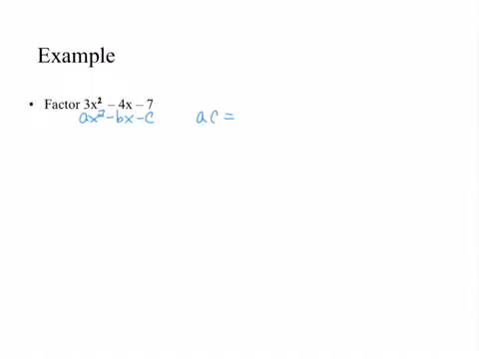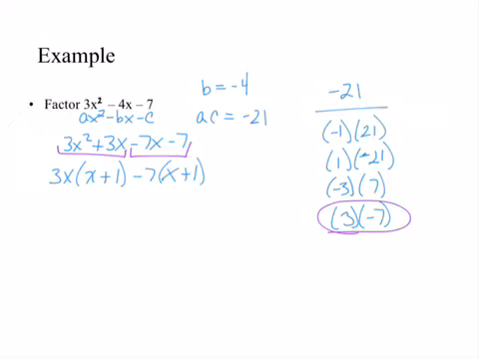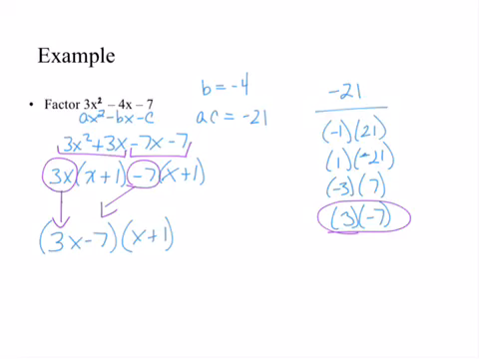In this problem, we need to factor 3x squared minus 4x minus 7. Our middle term, our b, is negative 4. Our AC is 3 times negative 7, which is negative 21. So we need to find some factors of negative 21 whose sum makes negative 4. So we're going to rewrite our negative 4x to include the 3 and negative 7. Looking at each pair, we're going to factor out the greatest common factor. Now, using the distributive property, I can find the factors of my trinomial.